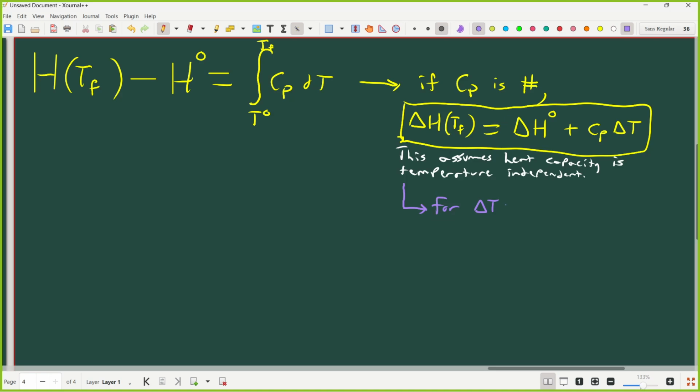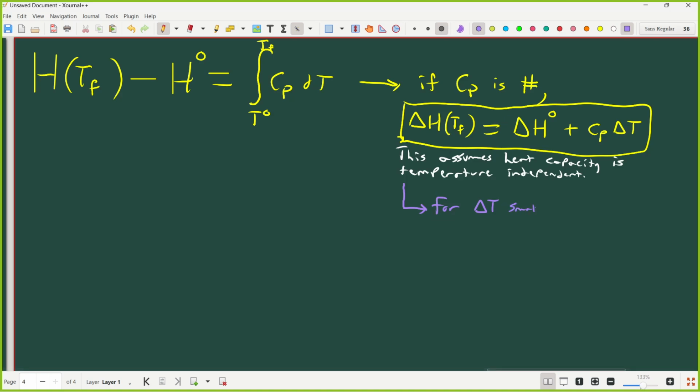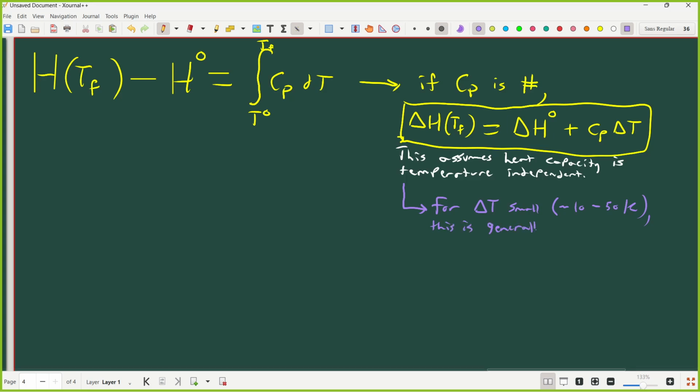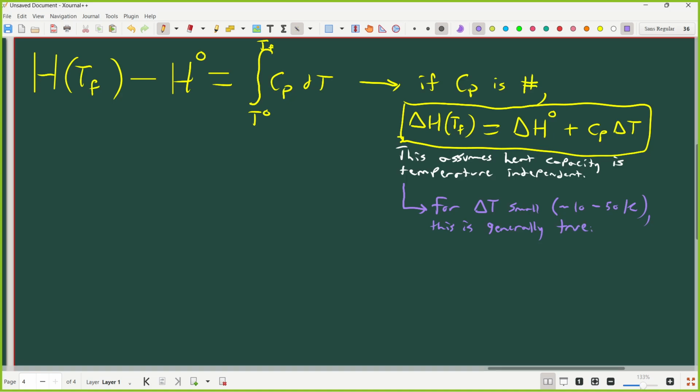So dT small, it depends on the material, but let's say on the order of 10 to 50 Kelvin difference. This is generally true. Okay, but let's go back to our vaporization example.